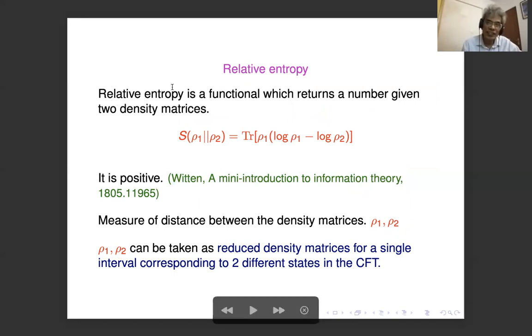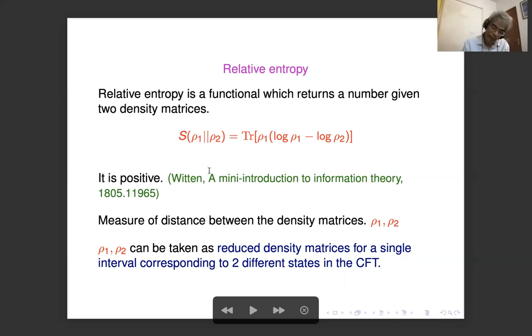It's called relative entropy. Now, entanglement entropy was just a function of one density matrix, right? The reduced density matrix, we took it to the power n and found some number out of it by taking the trace and taking the limit n going to one. But here, this gives a single number given two density matrices. So it's trace rho log rho minus the other one, log rho 2.